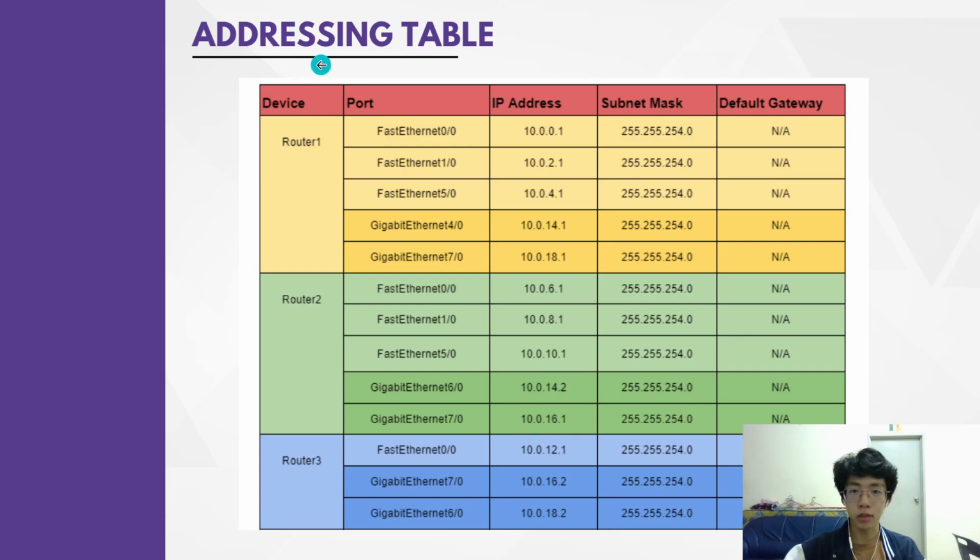This is our addressing table. This table will show the devices' ports, the IP address of the ports, the subnet mask, and the default gateway. For router interfaces, their IP will be assigned to the first usable IP of their respective subnets. Same goes for all of the other interfaces which are connected to the subnets. There are special cases for these gigabit Ethernet ports. They are the ports that connect routers to routers. So for gigabit Ethernet 4, it connects router 1 to router 2.